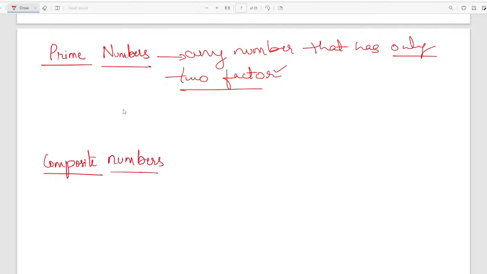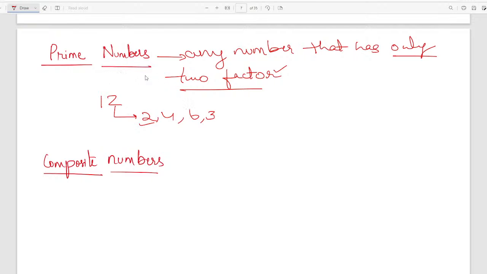The remainder is 0. So if I take 12, then the factors would be 2, 4, 6. So these are the factors of 12. Factors of 12 are the numbers that divide the number 12 completely, and the remainder would be 0. So 12 divided by 2 is 6, 12 divided by 4 is 3, 12 divided by 6 is 2, and there is one more factor, 3. These are the factors of 12.